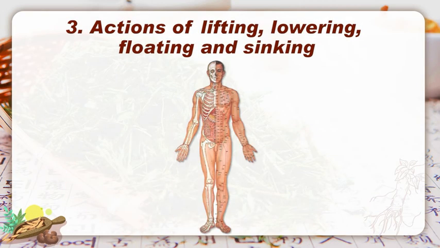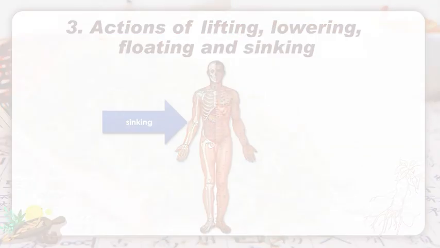There is another characteristic of herbs, which is the action of lifting, lowering, floating, and sinking. It's just like the tendency of herbs' movement direction. Lifting is moving upward, while lowering is moving downward. Floating is moving outward and sinking is moving inward.